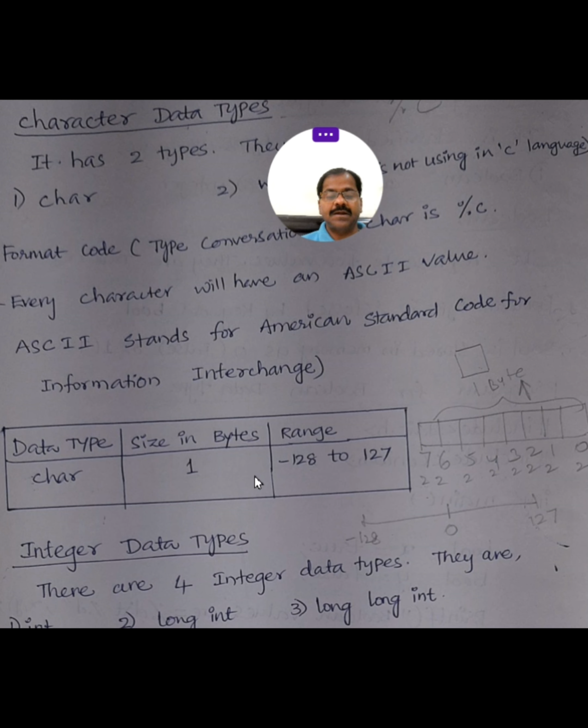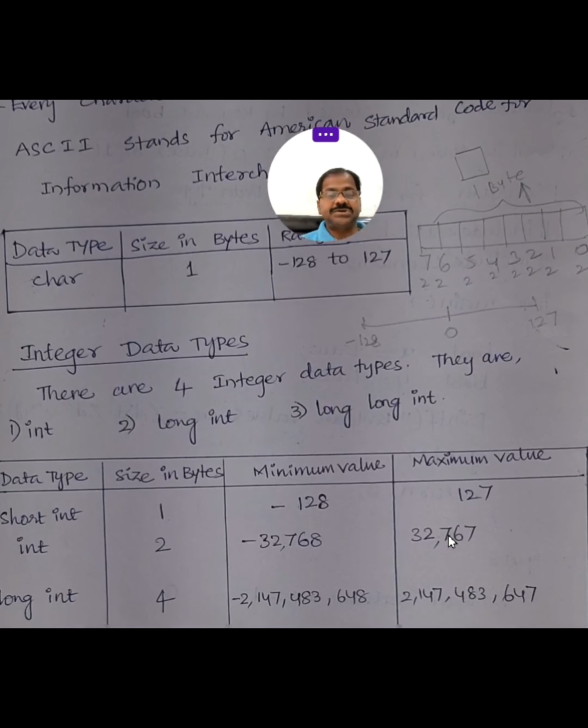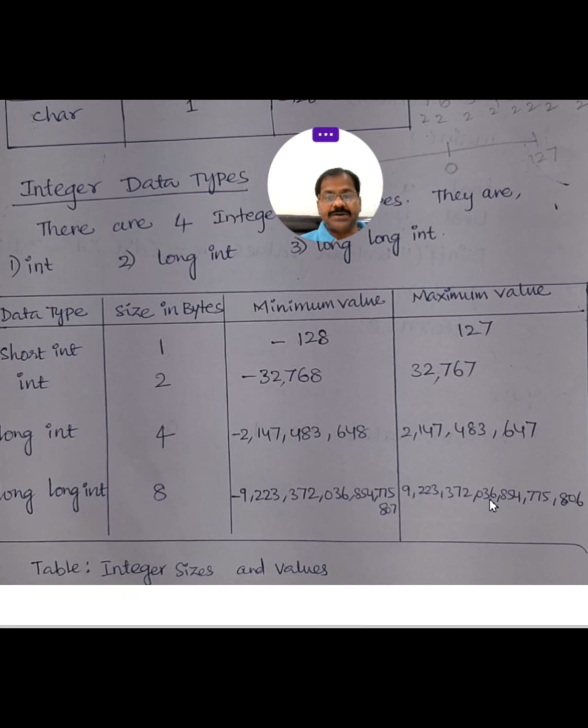Maximum value for the char, 1 byte. That means 256 values. You see here, this is the number line. Okay, minus 128 to 127. In between, 0. Next, integer data types. You see here, there are 4 integer data types.